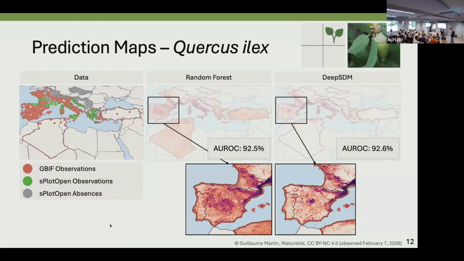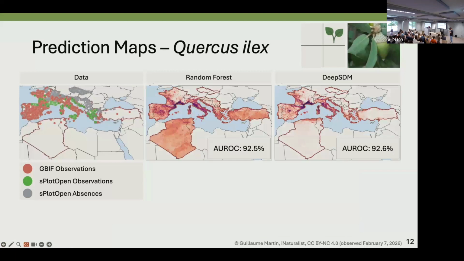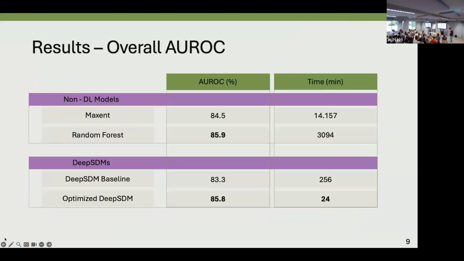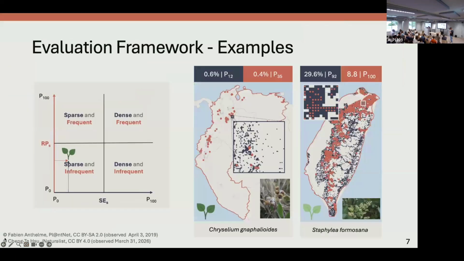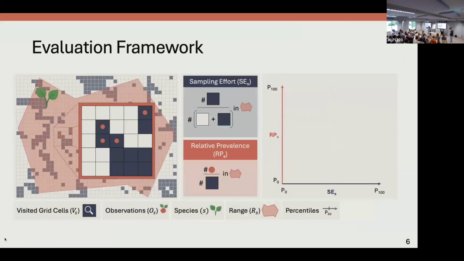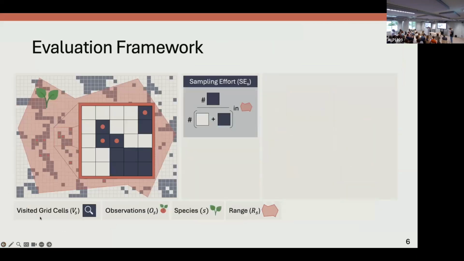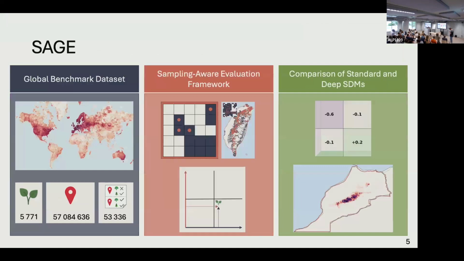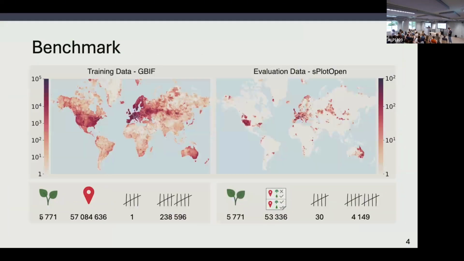Yeah, but also you have to remember sPlotOpen is global, but it is also sparse. In Europe we have the highest density of plots, but not in southern Spain. So there's also an issue of just not having plot data available in these areas. So whatever the model does, yeah.